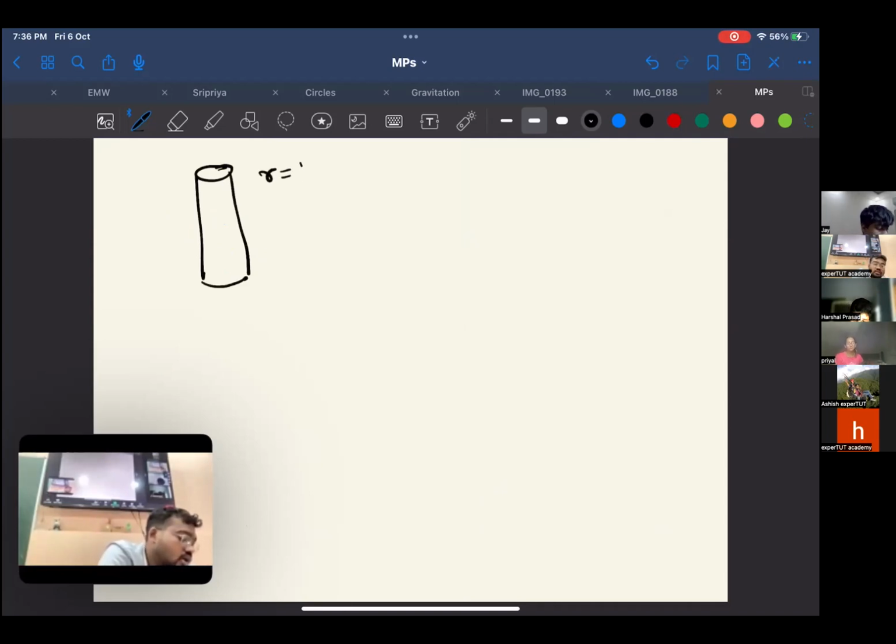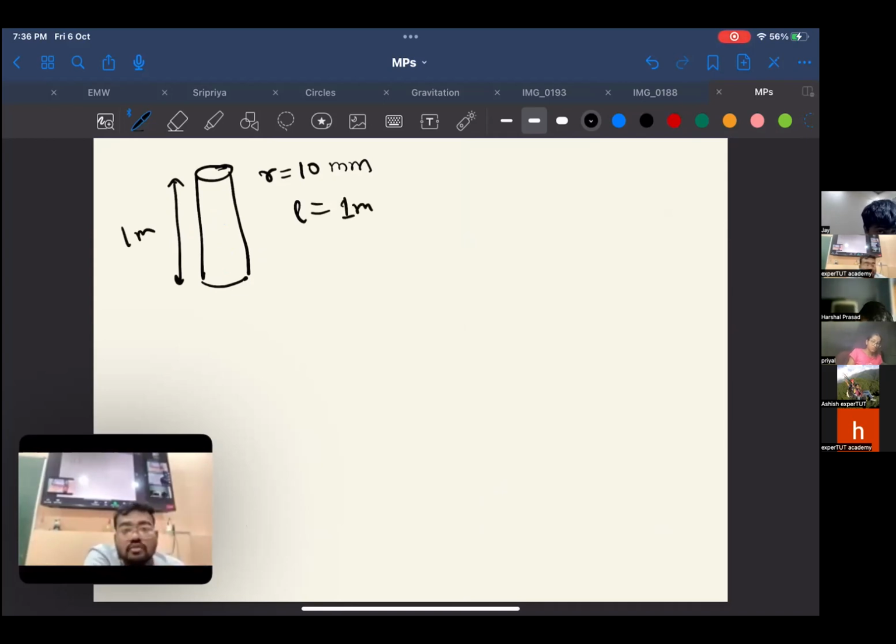The radius R is 10 millimeter. Okay, units are important in this chapter. What is millimeter, what is meter, and the length is 1 meter. So L is 1 meter. A 100 kilonewton force stretches along its length. So the force is applied like this, how much? 100 kilonewton. Kilonewton means 10 power 5 newton.